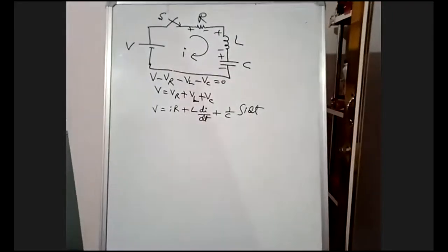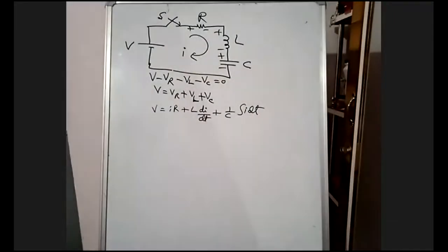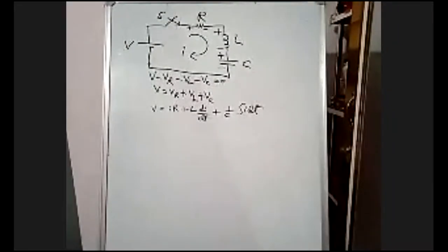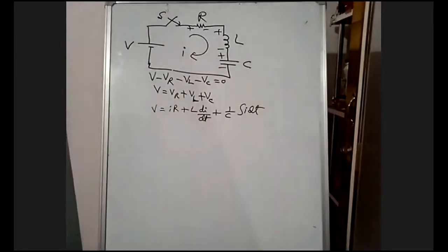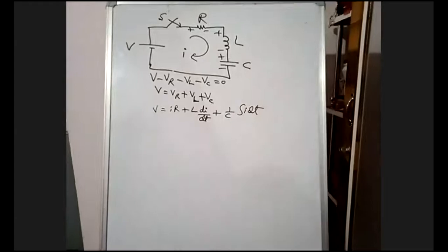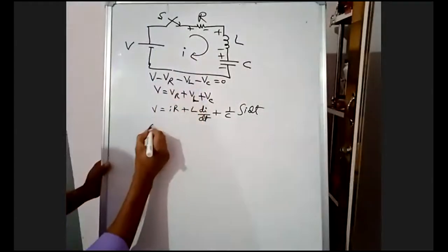Now here, I want to remove the integral. If the integral is there in the equation, we can't apply the differential equation. So we have to remove the integral. For removing the integral, apply derivative on both sides. The derivative of a constant is 0.